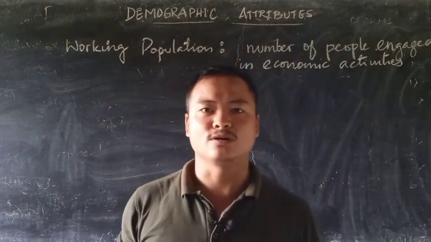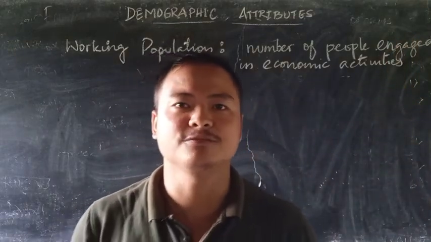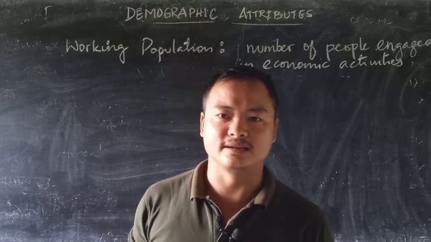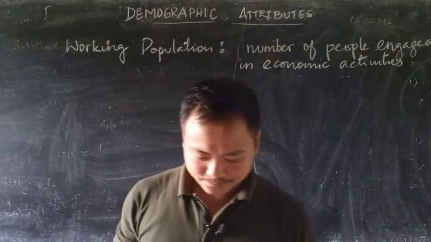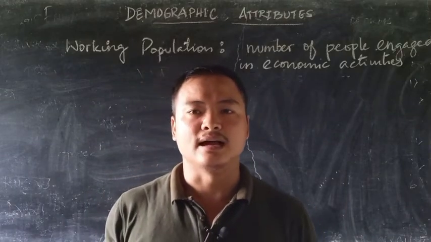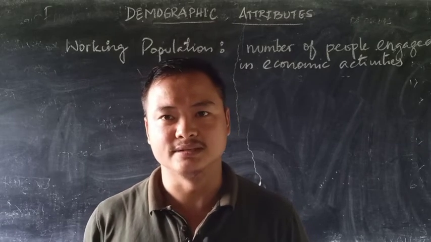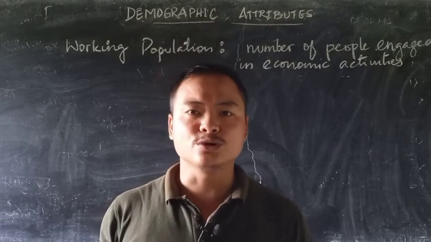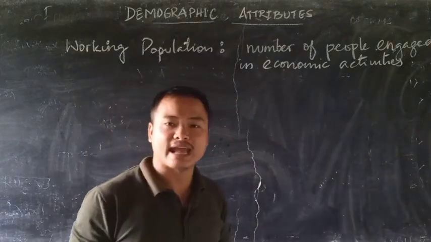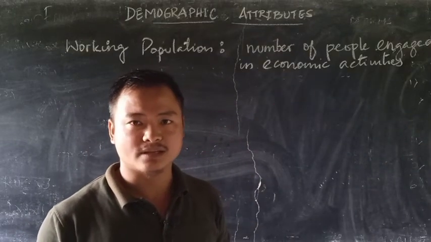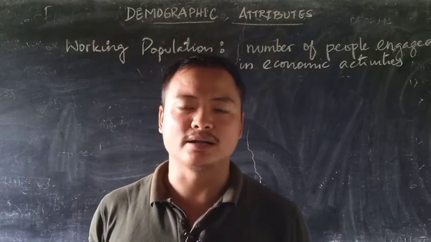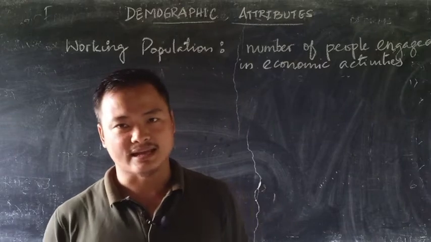To them is what we call working population. They are the number of people engaged in economic activities through which they earn their livelihood. Now, not all the population of India is engaged in economic activities. Those people who are actually engaged in economic activities are considered to be working population. That means they are taking part in one or the other economic activities.